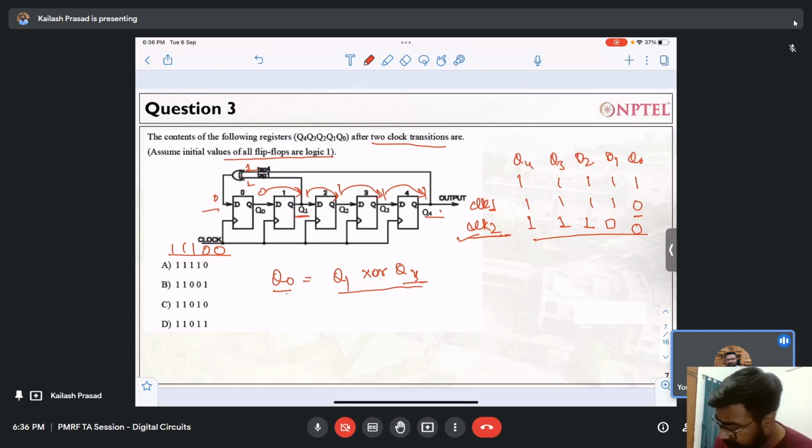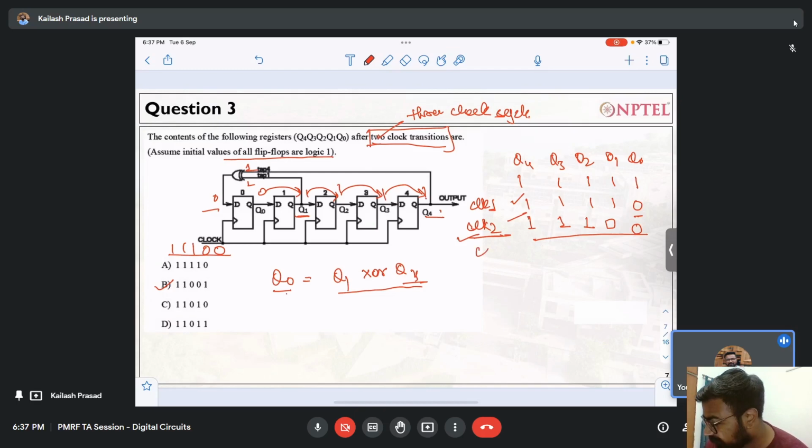I think I have missed something. The question that was asked was actually for 3 clock cycles. If it is 3, we can say that B is the answer. Yes, if it is 3, then B will be the answer, and let's see. So after 2 clock cycles, in the third clock cycle, what will happen? This is the first clock transition, the second clock transition, and if I also have a third clock transition, in clock 3, right?